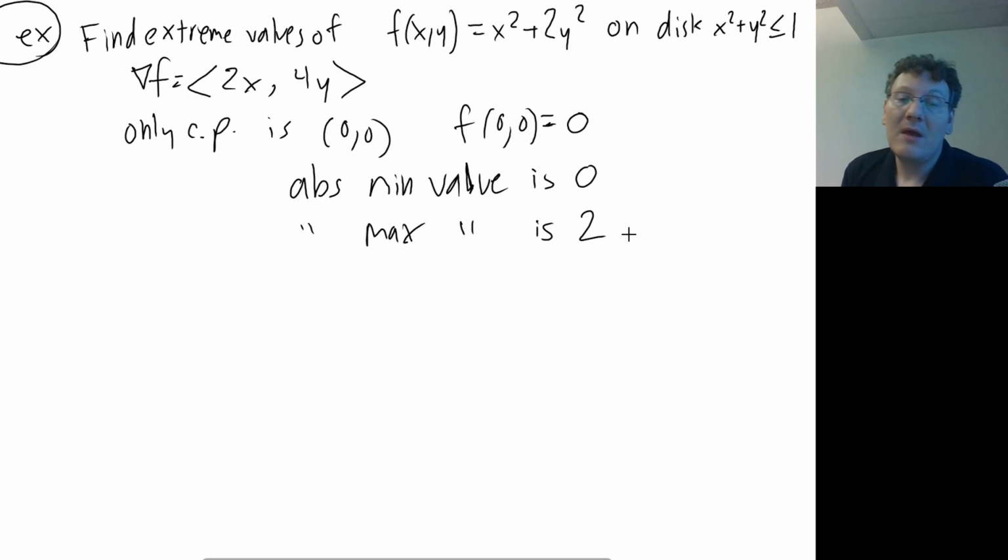All right, so if you're trying to find the extreme values of some function on a region, we look for critical points within the region, and then we can use Lagrange multipliers to find the extreme values on the boundary of the region, and then we can just compare.